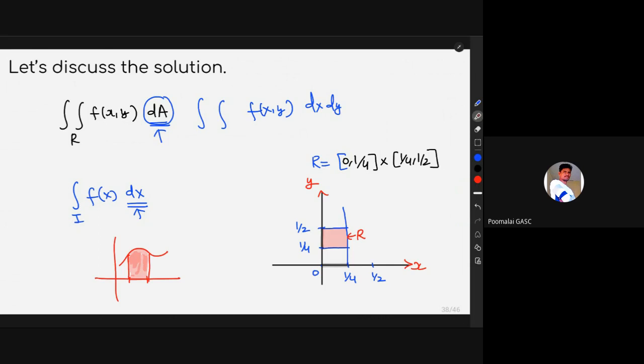So it is a similar generalization of the integral from one variable to two variables. Now, how do you write the limits in the double integral? In the case of one integral, if the interval is given to be AB, then the limits are from A to B. Similarly, you can write limits in this case as well. The first integral sign is for the x-axis, so x is varying from 0 to 1 over 4. This is the limit. Now the second integral sign is from 1 by 4 to 1 by 2.